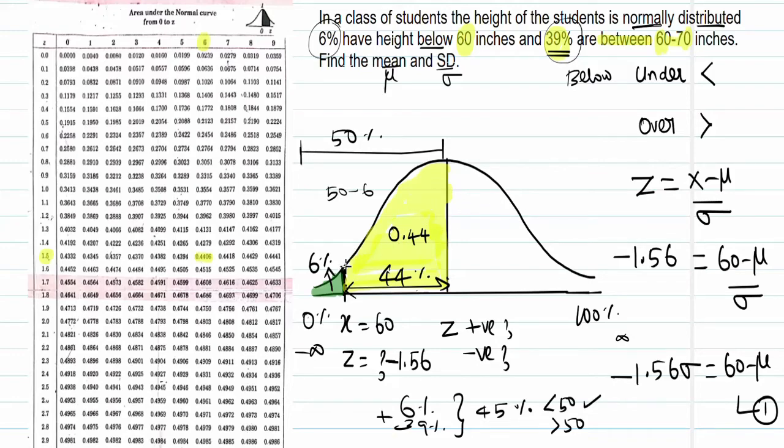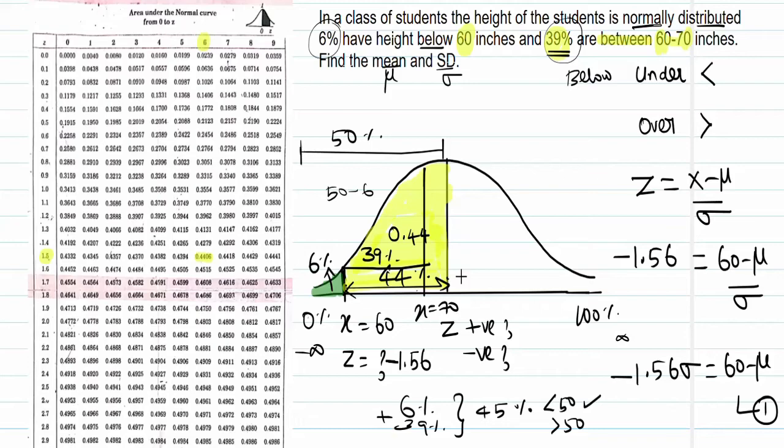Now let me measure from the center. How much percentage do I want? I want 39%. If I measure 39%, then I can draw this line called x equal to 70. So I want the line x equal to 70. How will this line x equal to 70 look like? So this is going to be my line x equal to 70.